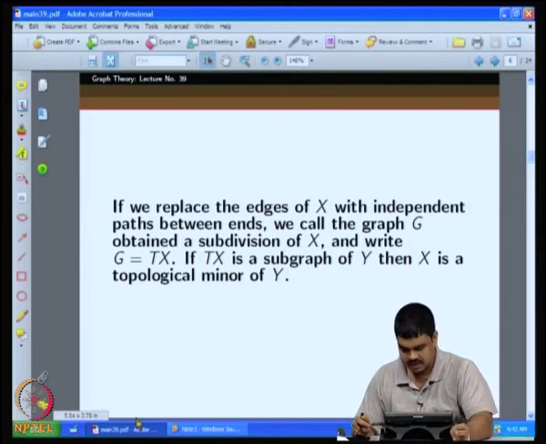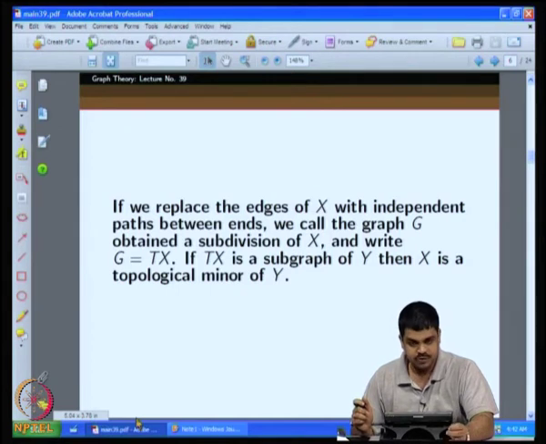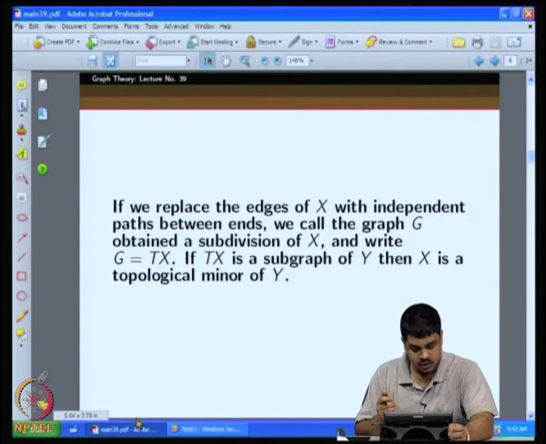Another concept we have to look at is the topological minor. Suppose you are given a graph X and we replace each edge of X with independent paths between its ends. We call the graph G obtained a subdivision of X. We have seen this before also: we just have to take an edge and replace it with some path, whichever the number of edges in the path depending on how many times it is divided. Such a graph is called T of X, TX. If TX is a subgraph of Y, then X is a topological minor of Y.